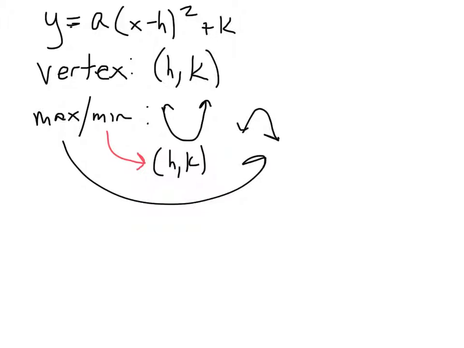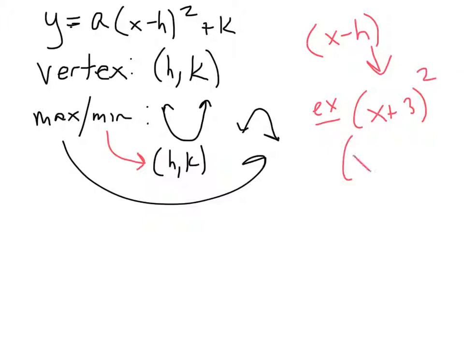The only tricky part about talking about the vertex being (h, k) is that you'll notice that the notation is x minus h, where h is part of your vertex. If this were (x plus 3) squared, the 3 is not your h, negative 3 is your h, because the standard form is x minus h. So the plus 3 has to be turned into x minus negative 3, which makes negative 3 your h value.